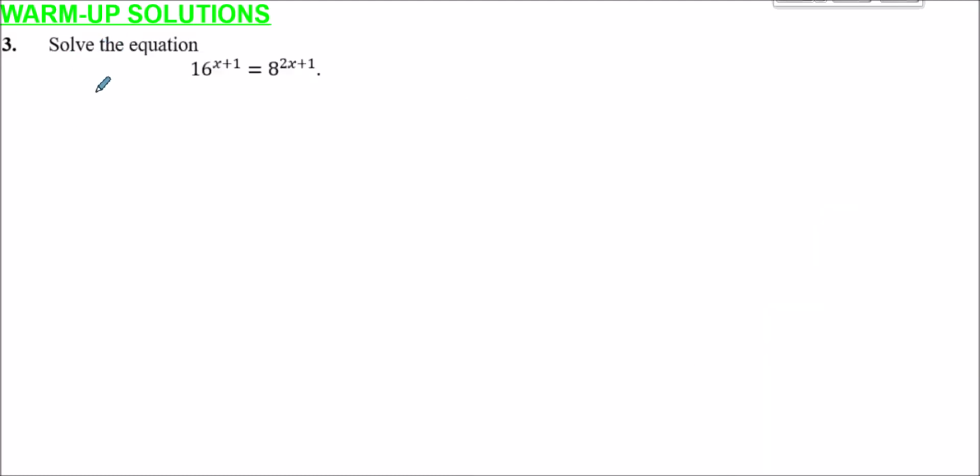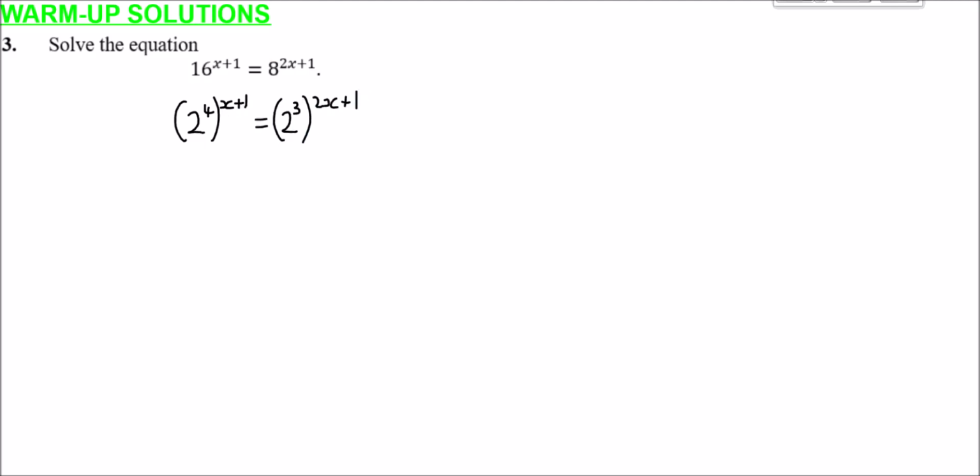Question 3, we're asked to solve this equation, which seems quite awkward, and in fact could be quite intimidating. How on earth do we solve this? The key concept here, the key insight you need to make, is to realise that 16 and 8 are both powers of 2. And so we can rewrite 16 as 2 to the power 4, all of that to the power x plus 1. And 8 we rewrite as 2 cubed, and all of that to the power 2x plus 1.